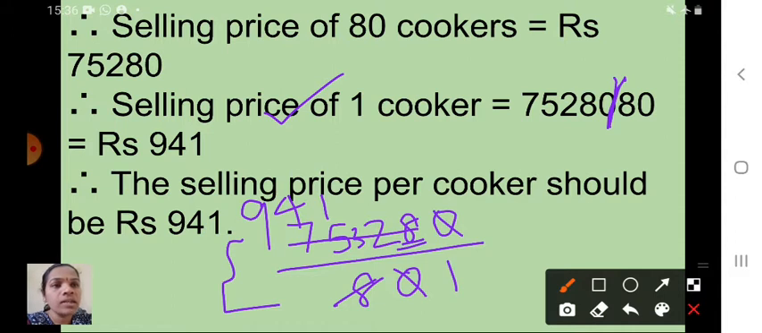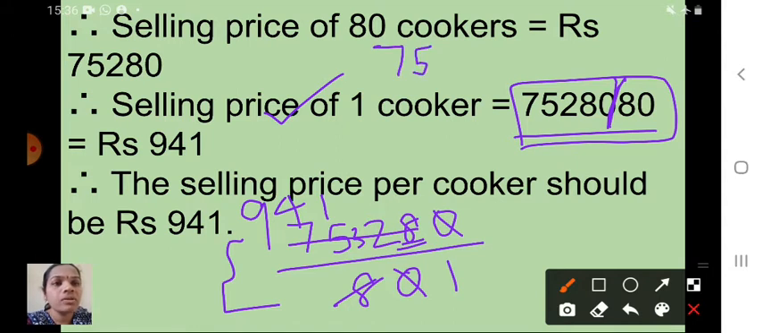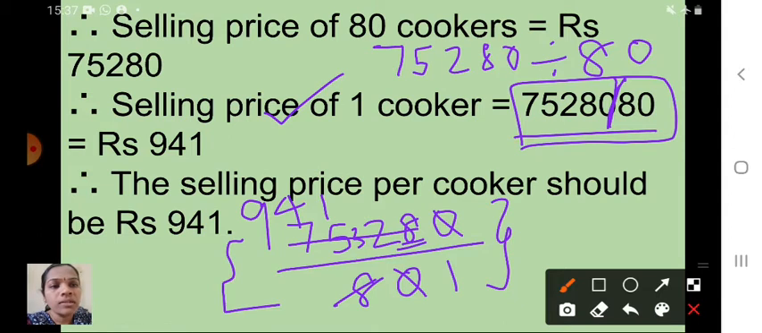So children, again I am telling here how you have to write? Yes, 75,280 is divided by 80. Okay, so like this you have to do division. So children, this calculation also you have to do in your notebook. Okay, so selling price of one cooker is what? 941 rupees. Understood children?